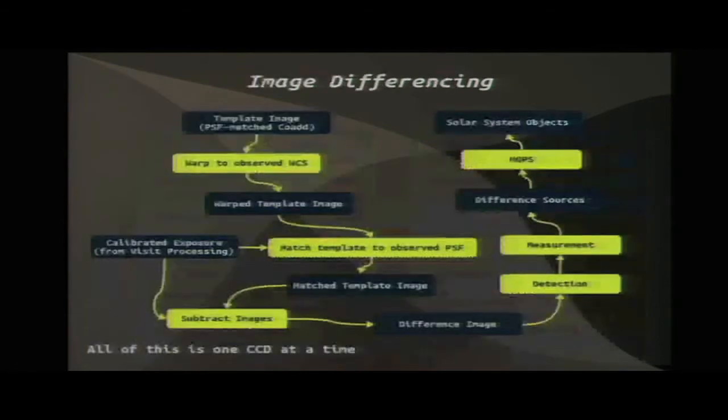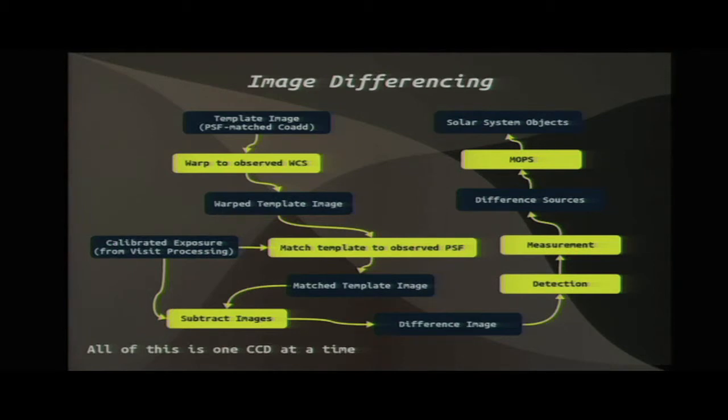All right, moving on to image differencing. So this is what we do nightly to find the moving and transient objects. We start out up here with a template image. This is a coadd that came from some other previous processing, and it covers the whole sky. We cut out the chunk of what we want. We also have the exposure we just calibrated from visit processing, and we do all of this one CCD at a time. We warp this to match this one, so we're warping the coadd, not the new image we just got. That's because the coadd already has higher signal to noise, and it makes more sense to warp the thing that has higher signal to noise.